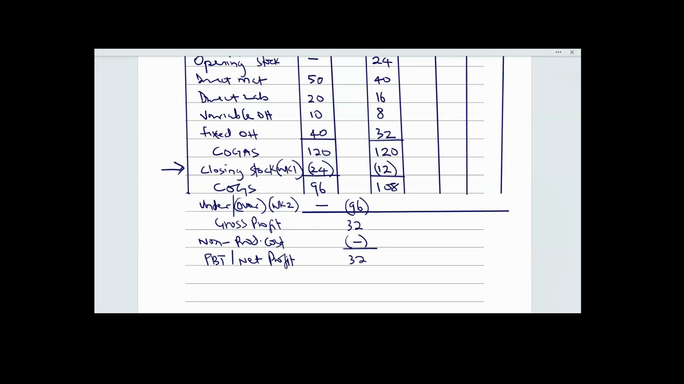108. That's cost of goods sold in the second period. From this, you then consider under or over absorption. In the second period, we have calculated our overhead absorption, and it was under by 32,000 naira. So here is 32,000. Because it is under, we are supposed to add to cost of goods sold.